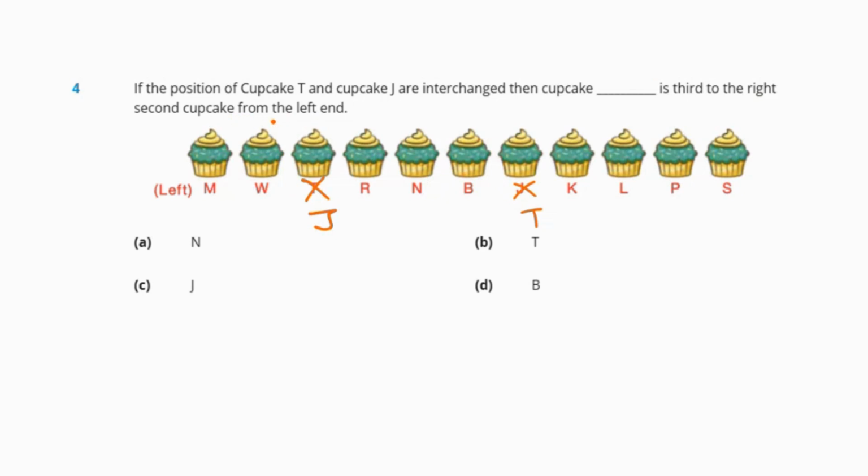Which is the second cupcake from the left? The second cupcake from the left is W. This is the left side and this is our right side. So the second cupcake is W only. Which is third to the right of W? This is first, this is second, and N. So N is the third to the right of W. So the correct answer will be option A, that is N.